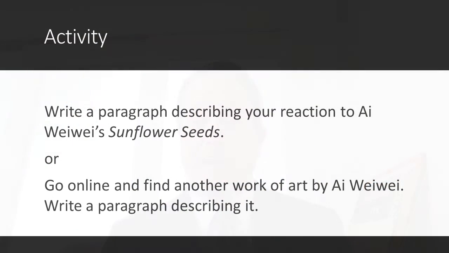Okay, finally, I'd like to close by giving you an activity. I'm going to avoid calling it homework, but you know, it's kind of homework. Anyway, here's what the activity is. I'd like you to write a paragraph. First, if you are new to the class and you haven't written about sunflower seeds yet, you can try the top activity. Write a paragraph describing your reaction to Ai Weiwei's sunflower seeds.